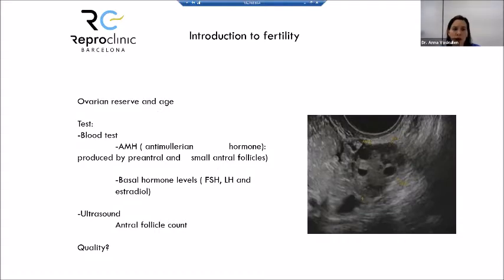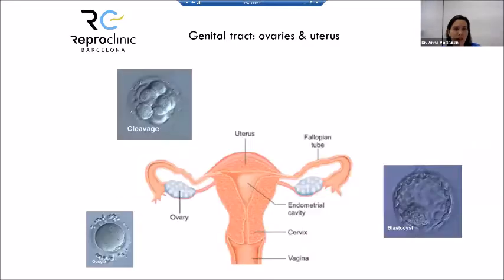And on the other hand, we have the ultrasound in which we can do the antral follicle count. Here in the picture I have put, you can see an ovary with different follicles, and that's what we normally count to have an idea of the general ovarian reserve that patients have. But in terms of quality, there's no test to see the quality of the eggs. So that's why we're always talking about age, okay?